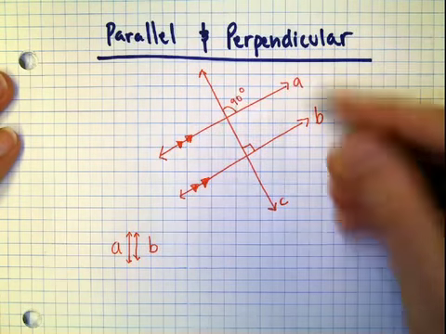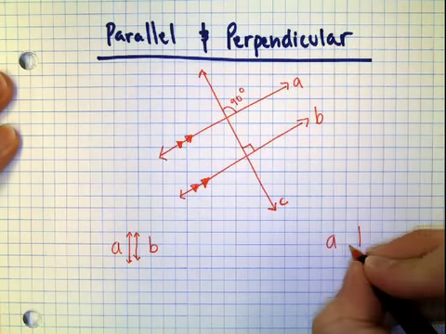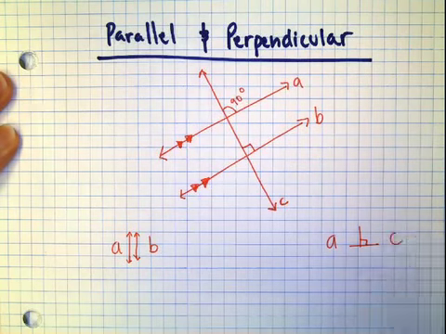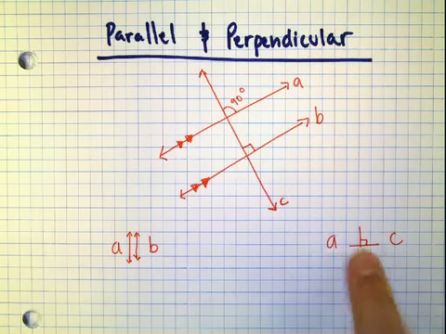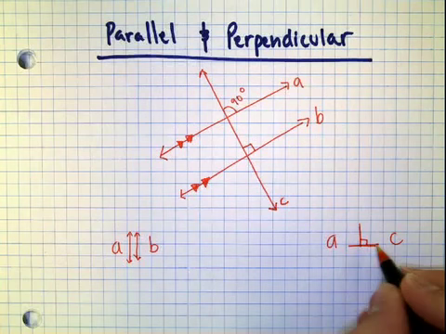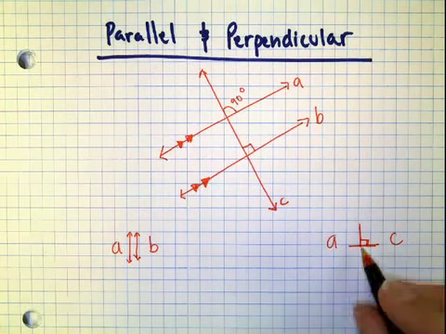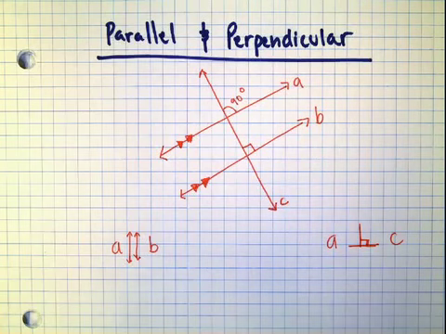So like line A and line C, they cut through each other right here. So A is perpendicular to C. And here's how I'm going to write that. A is perpendicular to C. This little symbol looks like an upside down T with a 90-degree angle in the corner. It stands for perpendicular. They cross each other at a 90-degree angle.